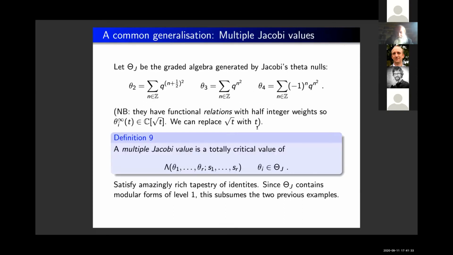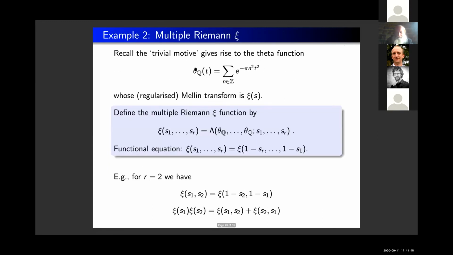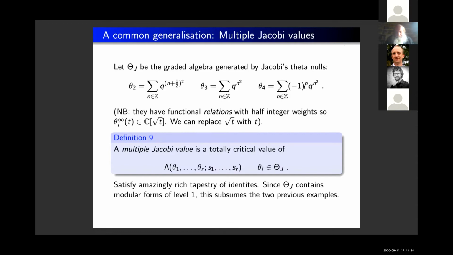Here's something I'd like to put out there that generalizes the two previous examples. It's what I'd like to call multiple Jacobi values. So we saw that the theta function was just one of Jacobi's theta functions. Well, why not consider all four of them? So here they are. They're the theta null values. They go back a very long time. So now we have three theta functions.